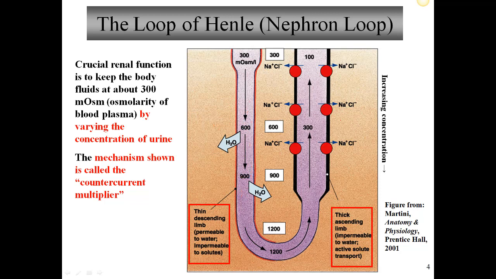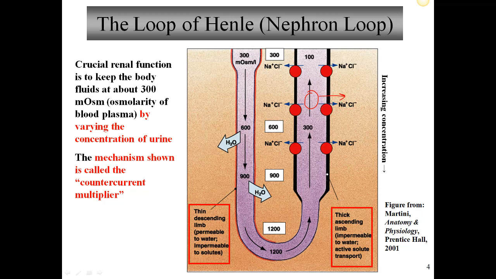Now, if we turn our attention to the thick ascending limb of the nephron loop, you'll notice these pumps in the membrane of the tubule cells that surround this portion of the nephron. These are sodium chloride pumps, and what they will do is pump sodium chloride out of the tubular fluid, which is here, and move it into the interstitium.